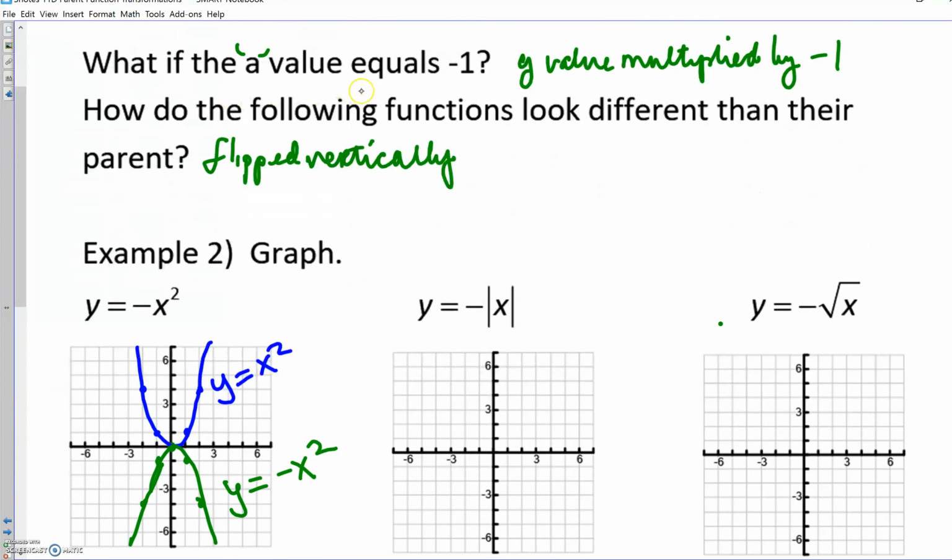The a value equals -1. The y value will be multiplied by -1. That's what happens in the function. And how do the following functions look different than their parent? They're going to be flipped vertically.